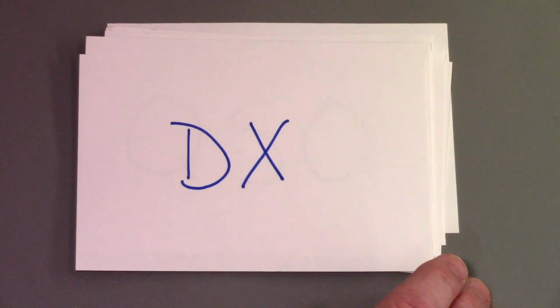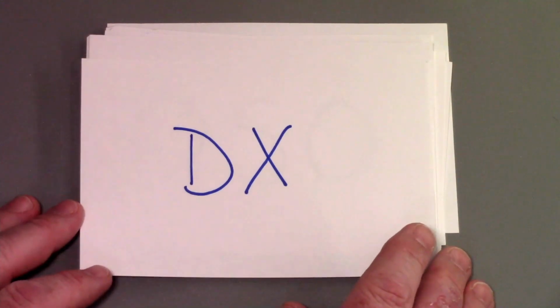DX stands for distant signal or distant contact. So you might say, hey, I worked some DX the other day. I had a contact with the Cayman Islands. If I'm in America, they're in another country, I made a contact. I've made a DX contact, or a distance contact.